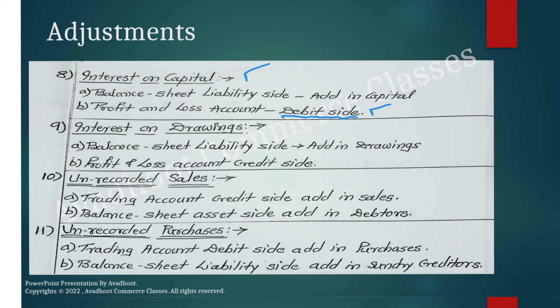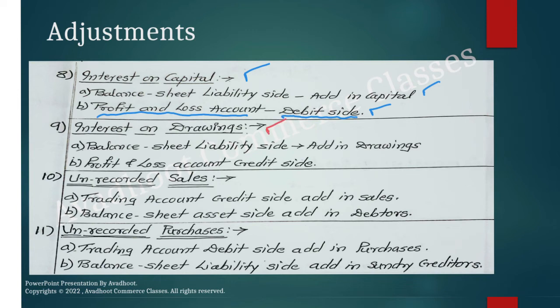And therefore, for the business, capital is a liability, and that interest we are paying is our expenditure that goes to the profit and loss account debit side, whereas on the balance sheet liability side we have the pro forma capital of so and so, and interest on capital is to be added in that particular capital. Next, interest on drawings, which is opposite to interest on capital.